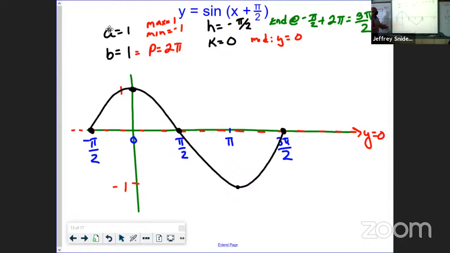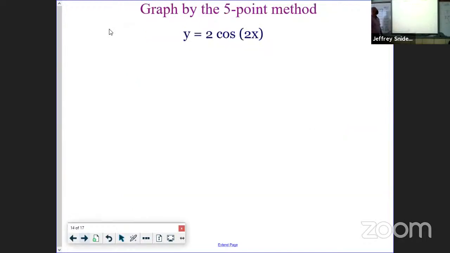Woo! Okay. Now, graph by the 5-point method. Why the 5-point method? Because that's how many points we've done. Okay? I'd like you guys to just try this one to start. Would you please just try this one? I'm going to give you a few minutes to try it, and then we'll go through it together.